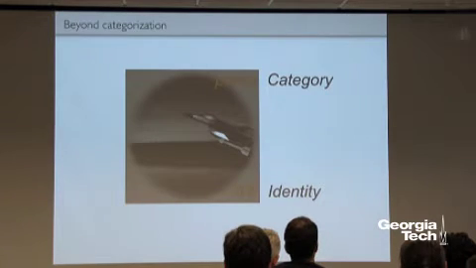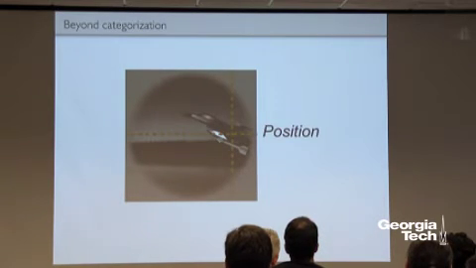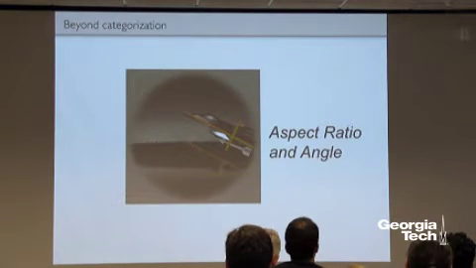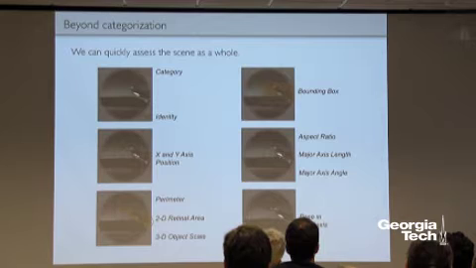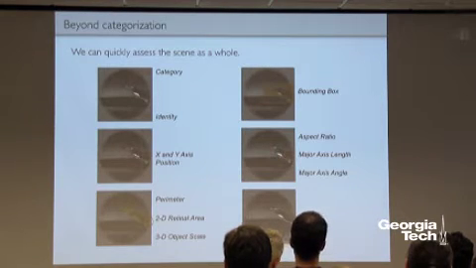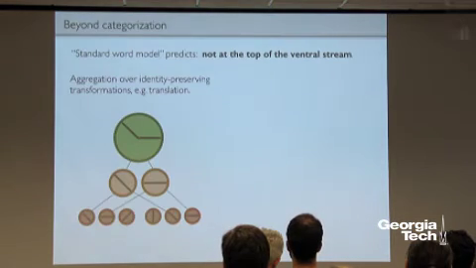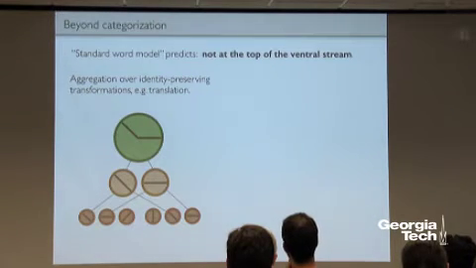Okay, so obviously you can do categorization tasks, right? You look at that image and you see it's a plane, and maybe you know it's an F-16. But you can also not only tell what it is, but where it is, how big it is, its aspect ratio, and stuff like that. In fact, you can quickly assess the scene as a whole, right? So the obvious question is, where are all these properties coded neurally? A sort of obvious hypothesis, and this was kind of our word model too, especially given what I showed you a minute ago, is that these properties would not be encoded at the top of the ventral stream.